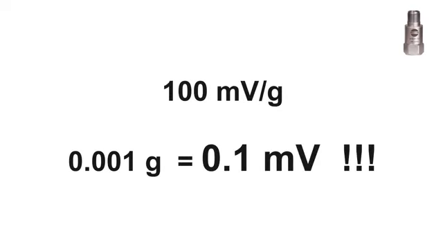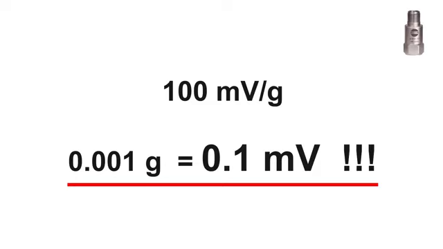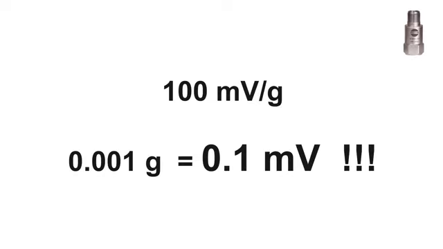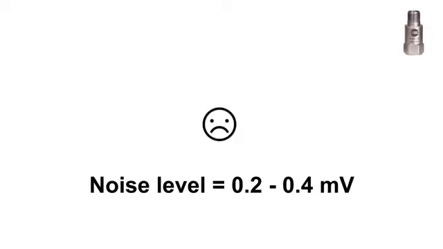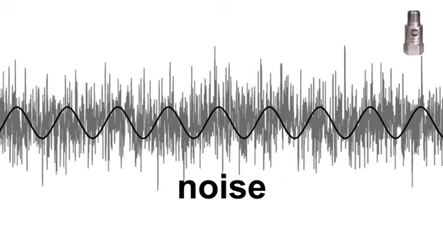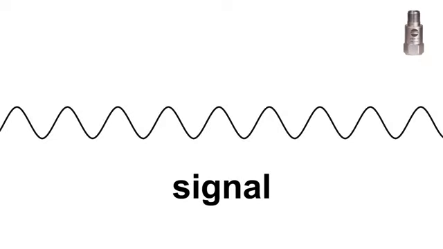If the sensor sensitivity is 100 mV per G, then the voltage for 0.001 G is 0.1 mV. It is not too much. Can you measure such voltage level? The answer is no, because the usual sensor noise level in the field is from 0.2 to 0.4 mV. In such noise, it is very difficult to measure the 0.1 mV because it is lower than the noise level.